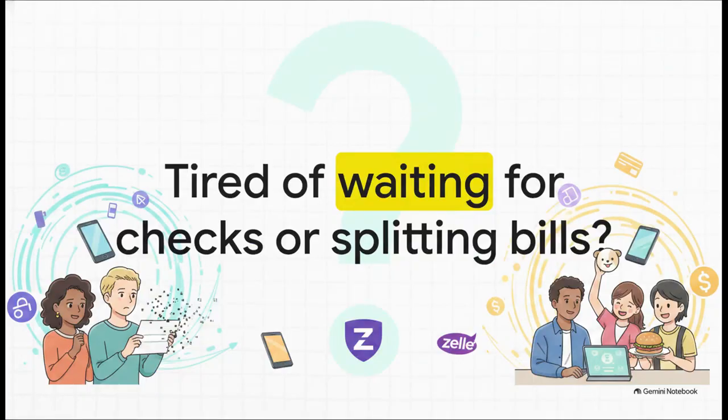I mean, we've all been there, right? You're tired of waiting for checks to finally clear, or you're stuck doing that awkward dance of splitting a dinner bill when literally no one has the right amount of cash. Well, imagine just effortlessly paying your babysitter or splitting that check right at the table, ensuring everybody gets paid instantly. That's the freedom we're talking about here.